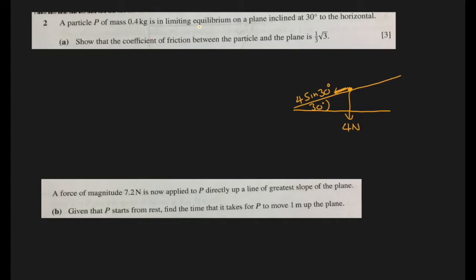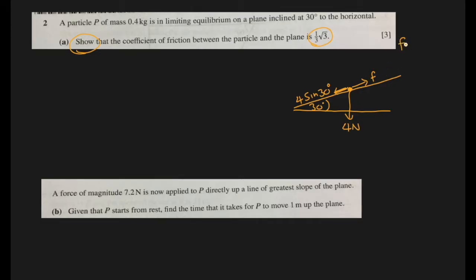Okay, is it smooth? It is not smooth. Show that the coefficient of friction, that means there is friction also, coefficient of friction of the particle is this. Whenever it says show that, it makes our job very easy. Our target is known to us. We have to reach here. And the frictional force will be in this direction, right?